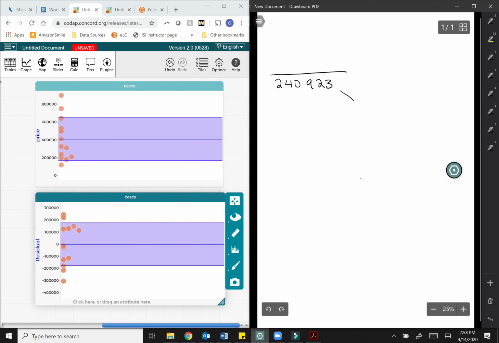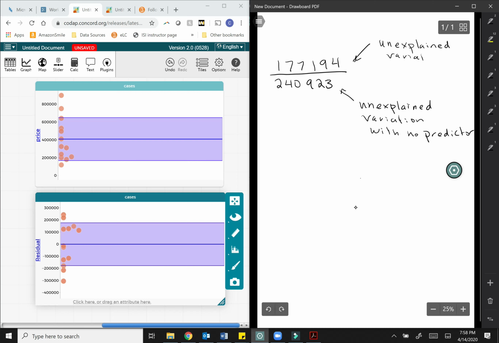So this would be the amount of variability that's unexplained variation with no predictor, right? Where we're just guessing the mean every time and that's it. And we're going to compare that to the model down here. So we're taking the standard deviation, 177,194. This is the unexplained variation with square footage as a predictor. Unexplained variation with square feet as predictor.